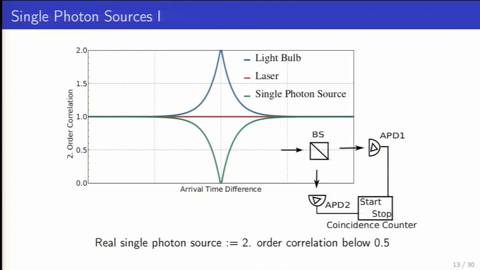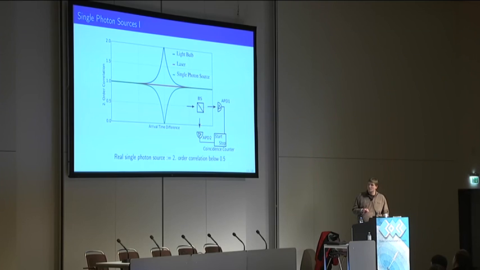The laser is a coherent photon source, and an event is unrelated if any event has been previously measured. So as you can see, this line is quite straight. These photons neither bunch nor anti-bunch.